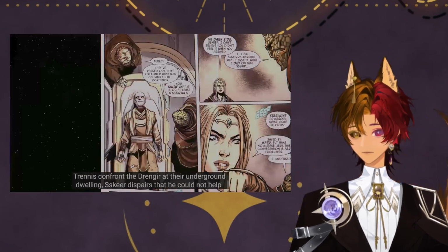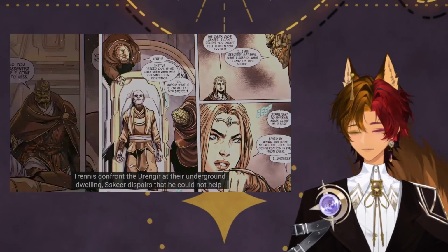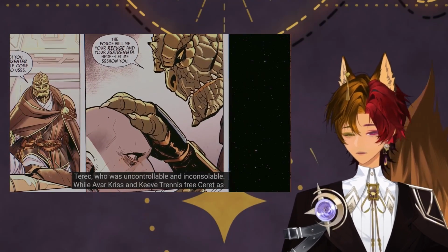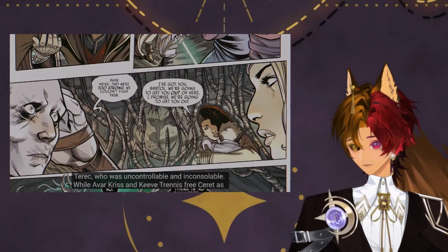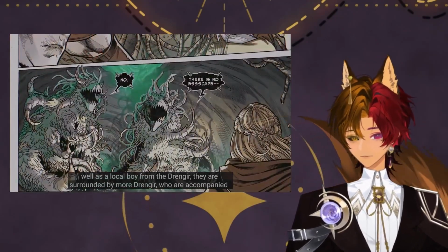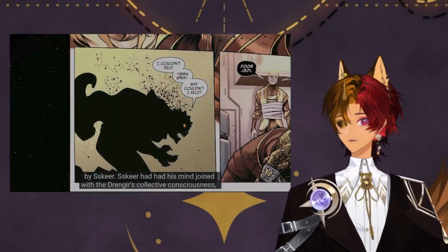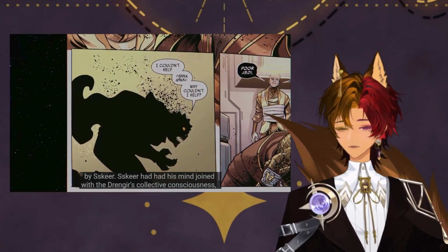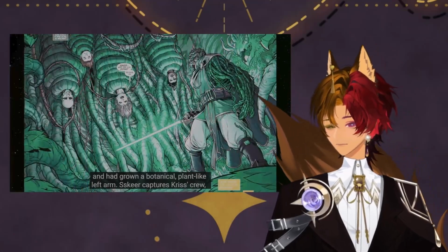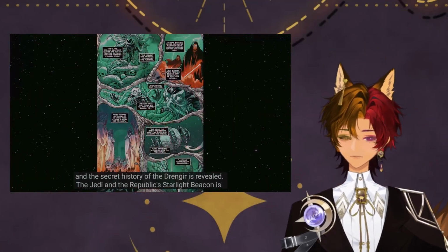While Kriss and Trennis confront the Drengir at their underground dwelling, Skier despairs that he couldn't help Tarek, who is uncontrollable and inconsolable. While Avar Kriss and Trennis fear Seret as well as a local boy from the Drengir, they're surrounded by more, who are accompanied by Skier. Skier had his mind joined with the Drengir's collective consciousness and had grown a botanical, plant-like left arm. Skier captures Kriss's crew, and the secret history of the Drengir is revealed.